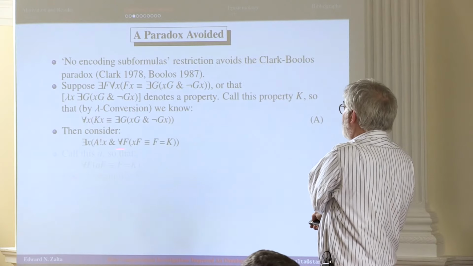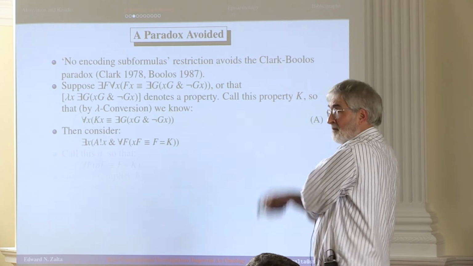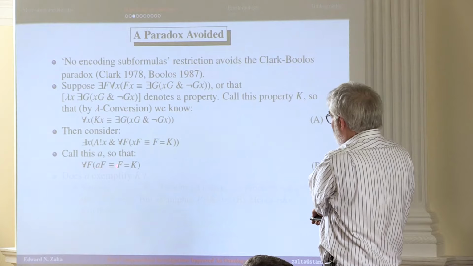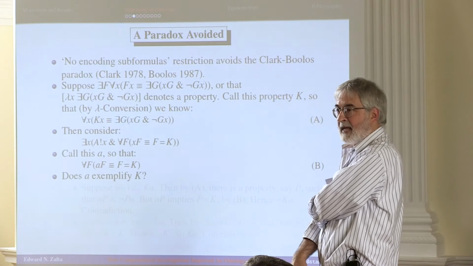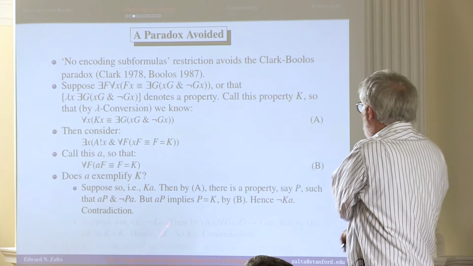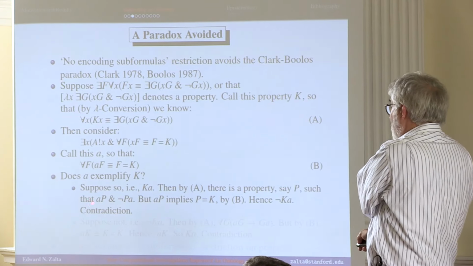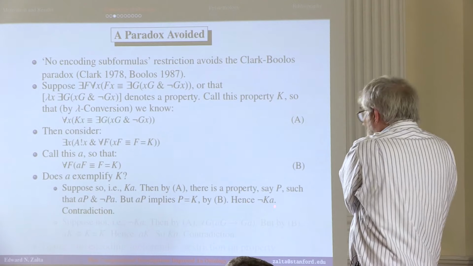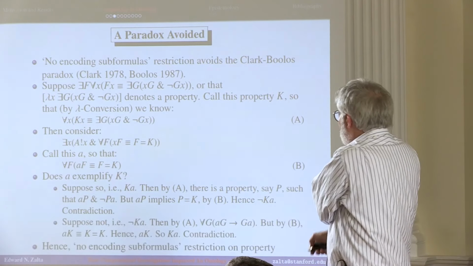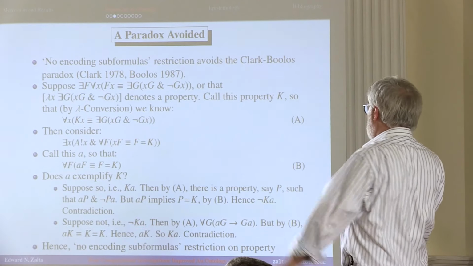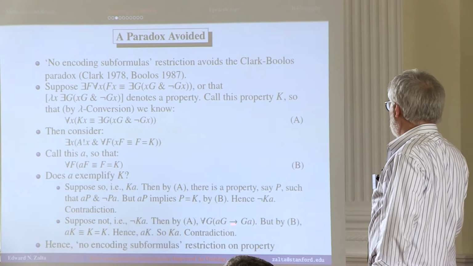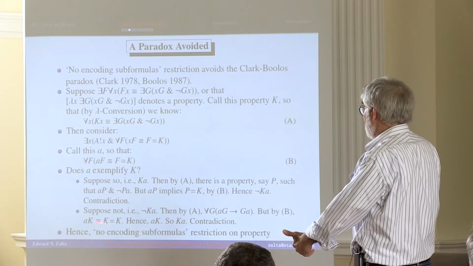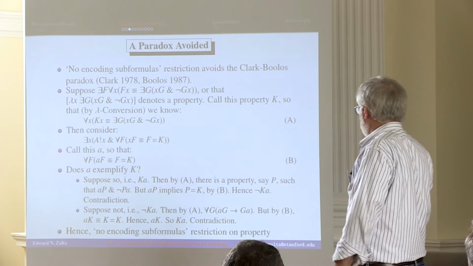Well, then consider the abstract object that encodes just that property K. You can build an object that encodes a property. Well, call that object A. A encodes F if and only if F is equal to K. Ask the question, does A exemplify K? Well, suppose it does. Well, then by A, there's a property, say P, such that A encodes P and doesn't exemplify P, but A encodes P implies P equals K, hence A doesn't exemplify K. Alternatively, suppose A doesn't exemplify K, then by A, it follows that every property that A encodes is one that it exemplifies, but by B, we know K is self-identical, so A is going to encode it, so it follows that A exemplifies K, all right?